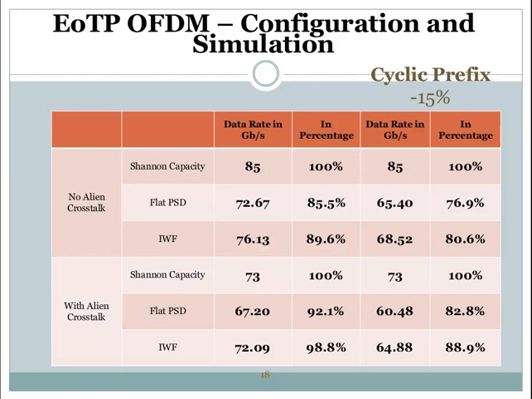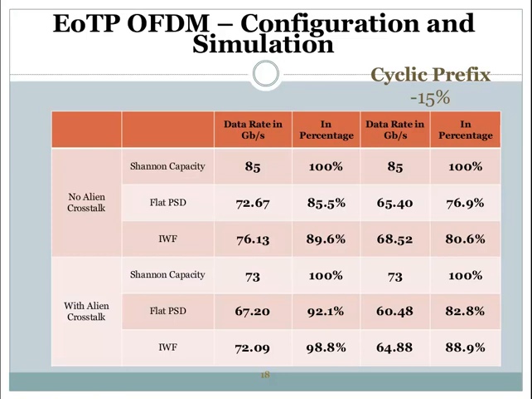First, we look at the case where no alien crosstalk is considered. The total channel capacity of the cable is 85 gigabits per second. It's considered as 100%, and the flat OFDM, which means no water filling, can achieve 72%, which is about 72 gigabits, which is 85% of the total channel capacity. And the iterative water filling can further improve the capacity by 4%.